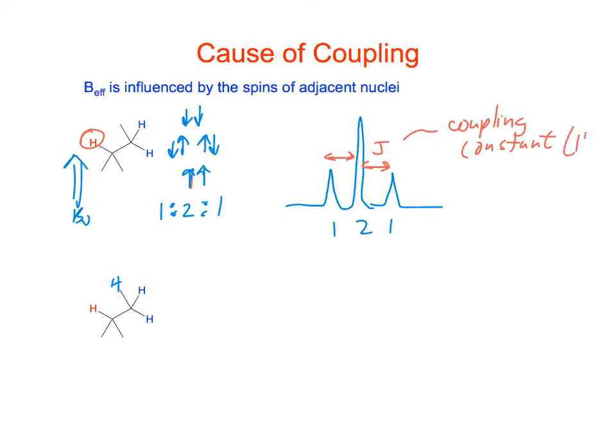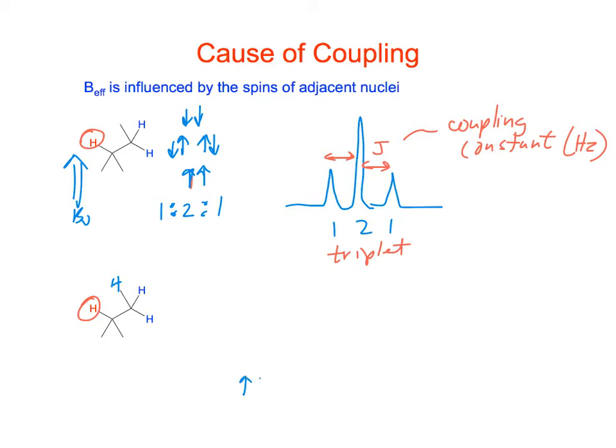And it's in hertz. Okay, and if we have three peaks like this, it's called a triplet. All right, let's go up one more. If we have three protons on the adjacent carbon, we're observing this one again. Then we just look at all the possible combinations.